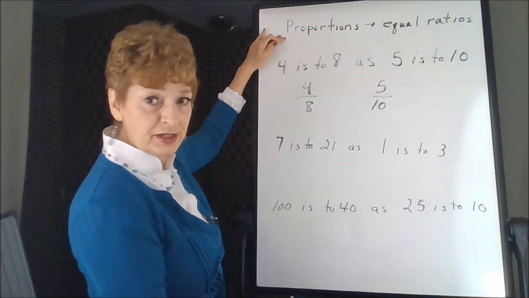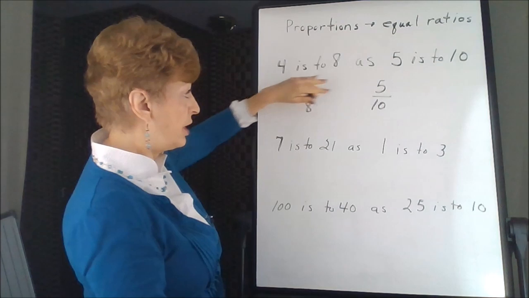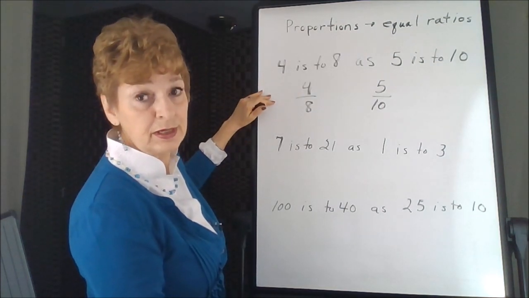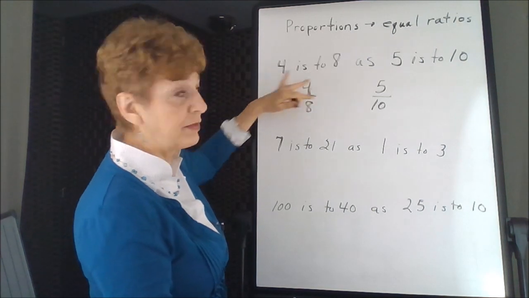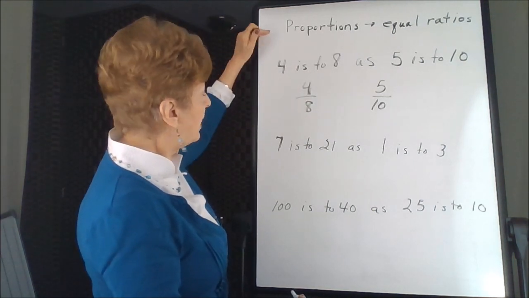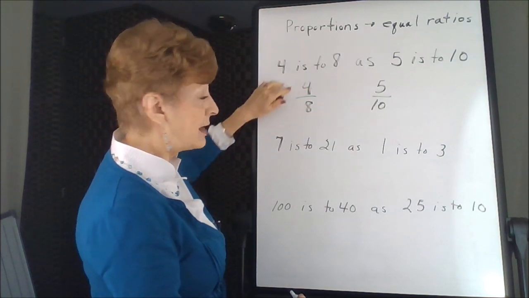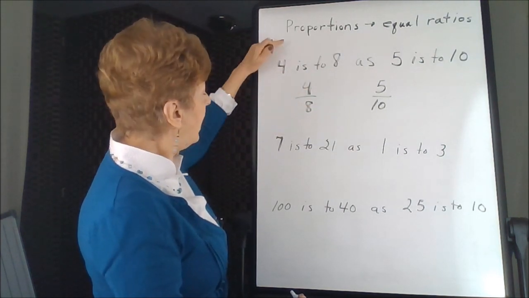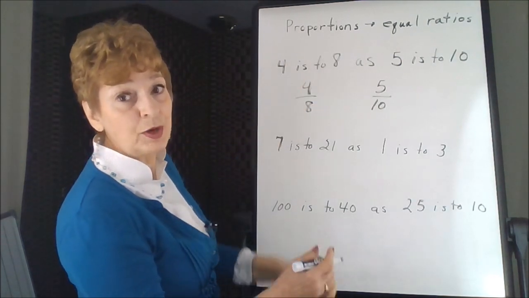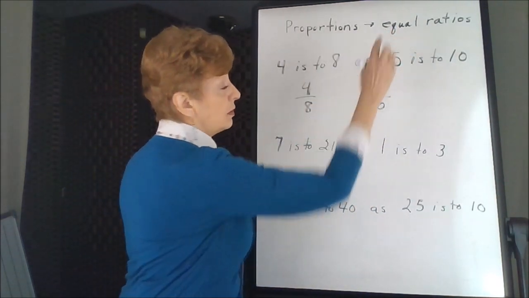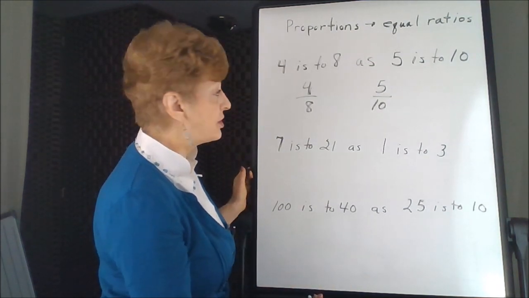A proportion is to see if those ratios are equal to each other. Do these make equivalent fractions? Are these equivalent fractions? Ratios are actually taking the data and expressing it as a fraction. And a proportion is finding if two fractions are equivalent or equal: equal ratios, equal fractions, equivalent fractions.